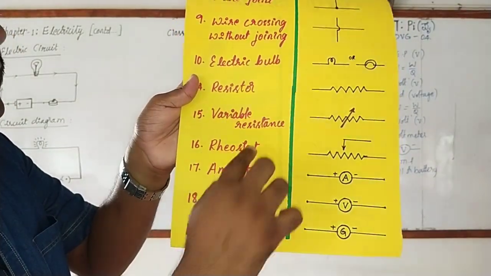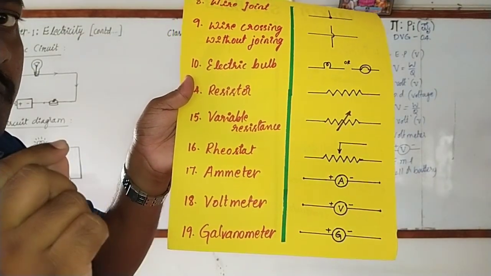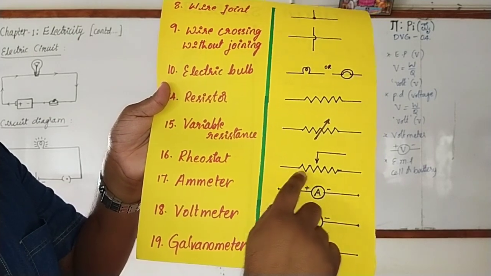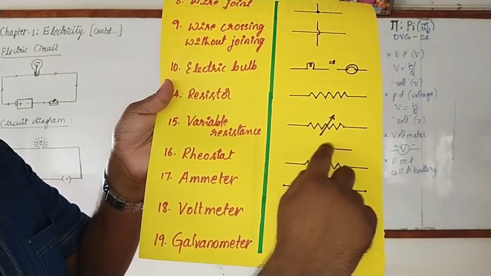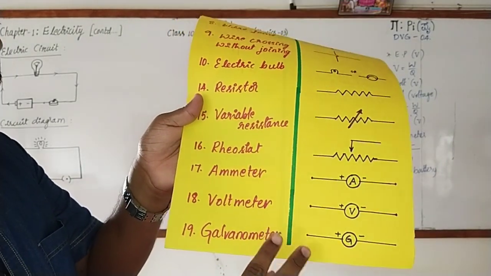Next, to vary the resistance in the circuit without changing the voltage, we use a device. This is called a rheostat, and this is the circuit symbol for a rheostat. A zigzag line, then an L-shaped arrow mark is shown.